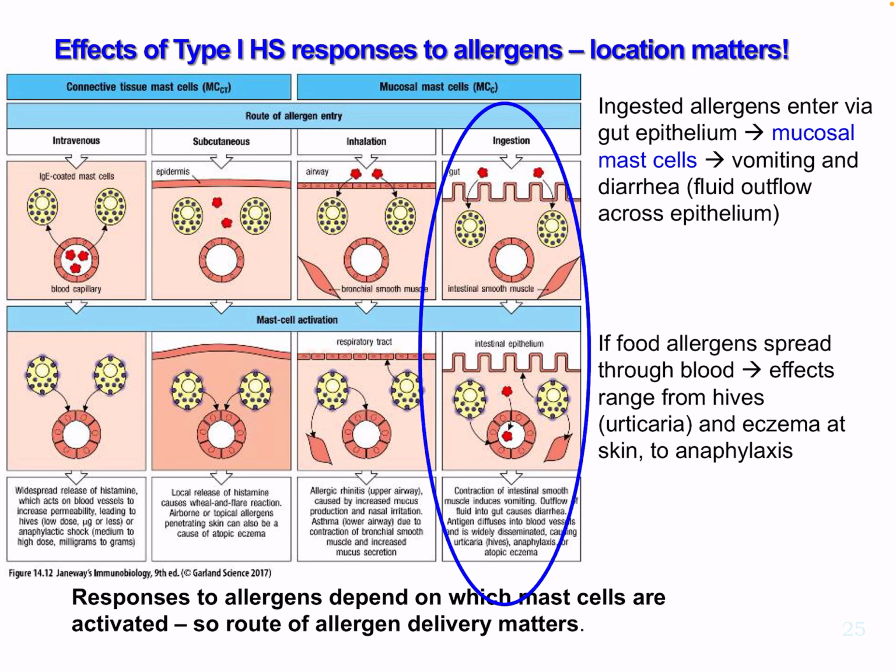So again, location matters. Here we'll look at ingestion. Ingested allergens enter via the gut epithelium. These act through the mucosal mast cells. This can cause vomiting and diarrhea due to the fluid outflow across the epithelium and the increased peristalsis. If food allergens spread through the blood throughout the body, the effects can range from hives, such as urticaria, and eczema at the skin, to anaphylaxis. So again, this is why some people are severely allergic compared to others.